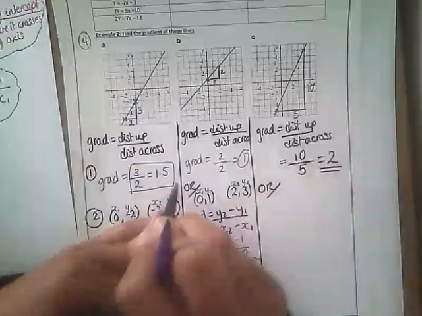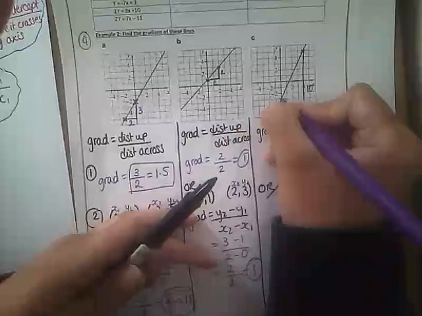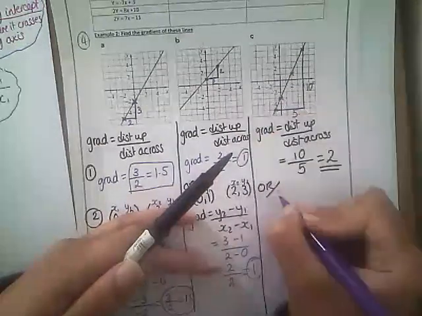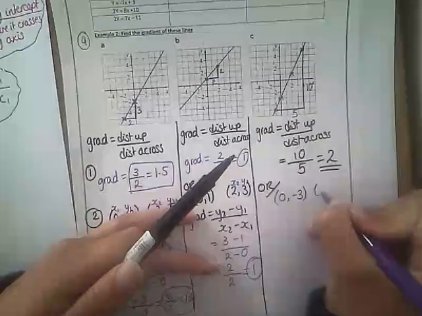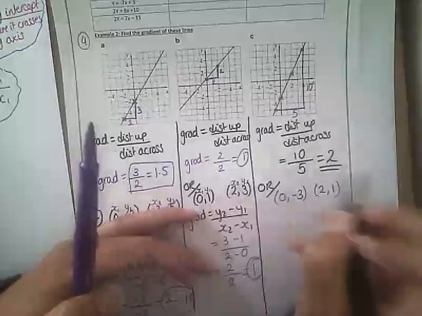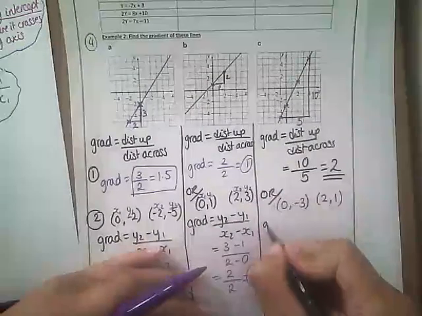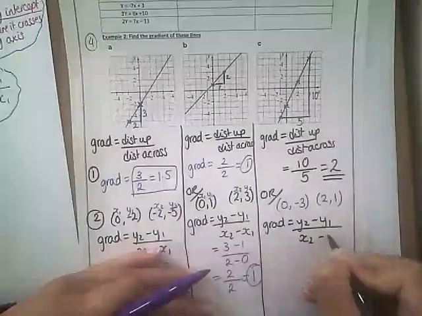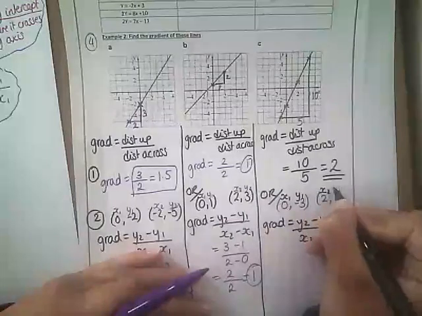Or we can take two coordinates. Should we take the same two coordinates, or should we do different ones? Let's do different ones, mix it up. So we can do that one and that one. How about that? So we've got this coordinate here is 0, minus 3. And this coordinate here is 2, along the corridor up the stairs 1. We are now going to use, hope you can still see that. We are now going to use y2 minus y1 over x2 minus x1. Here's x1, here's y1, here's x2, here's y2.